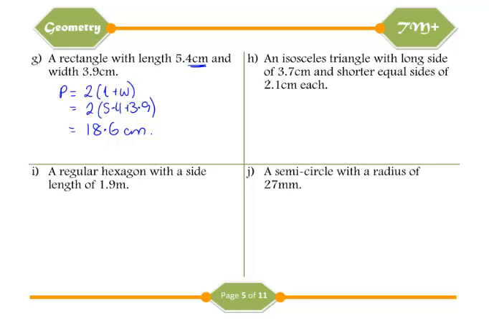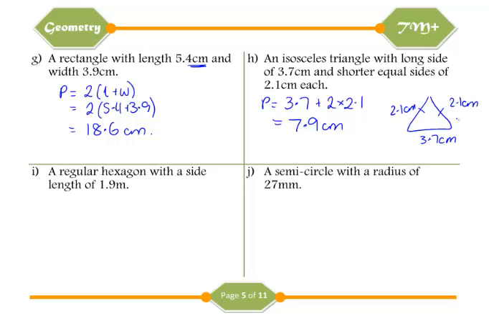An isosceles triangle with long side of 3.7 centimetres and shorter equal sides of 2.1 centimetres each. Again, you can draw a diagram if you want, or you can just go perimeter is going to be, well, the long side's 3.7, so 3.7, and the two equal sides are 2.1, so 2 times 2.1, and that gives me 7.9, and it's centimetres. Okay, again, if you drew a picture, it's got the long side 3.7 centimetres and each of these sides 2.1. If you're going to draw a picture, it doesn't have to be to scale, just a quick diagram to help you.